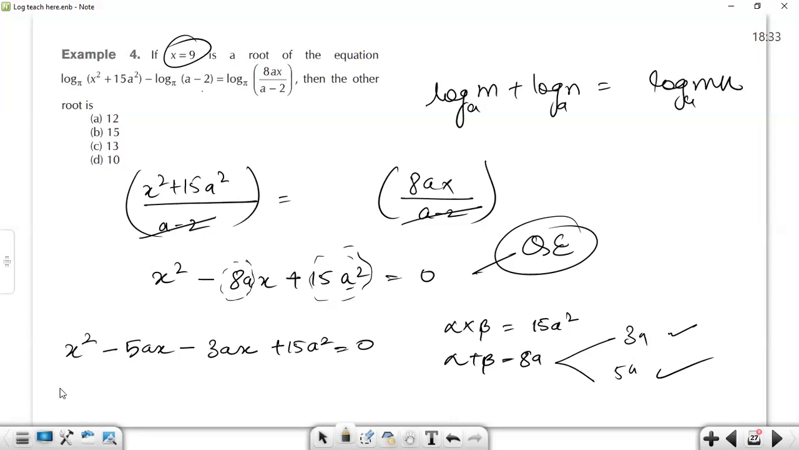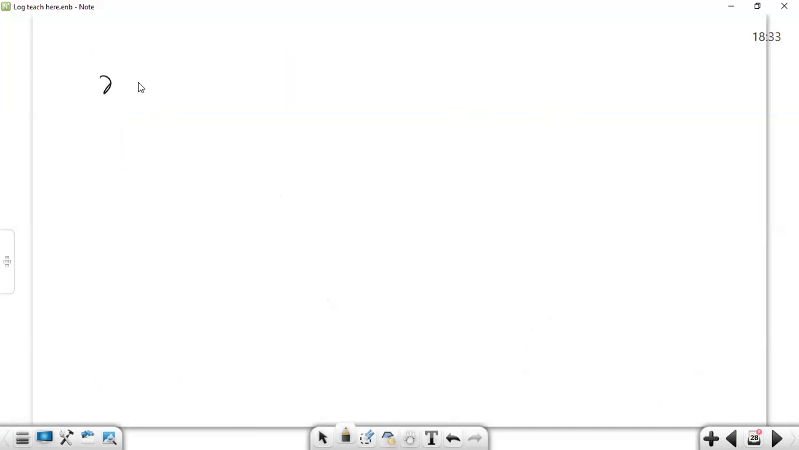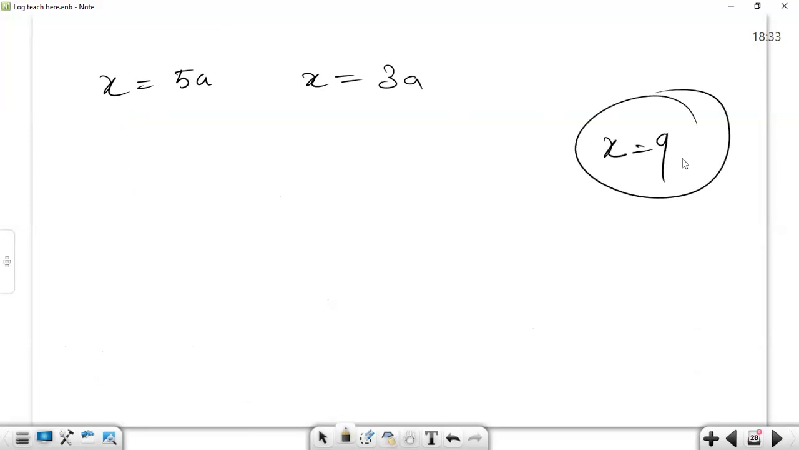So let's expand the quadratic equation as per our convenience. Now let's take common x minus 5a, minus 3a common x minus 5a. Now taking x minus 5a common, what is remaining? X minus 3a equals 0. So as per this quadratic equation, either x is equal to 5a or 3a, and it was given in the question that one root is x equals 9.